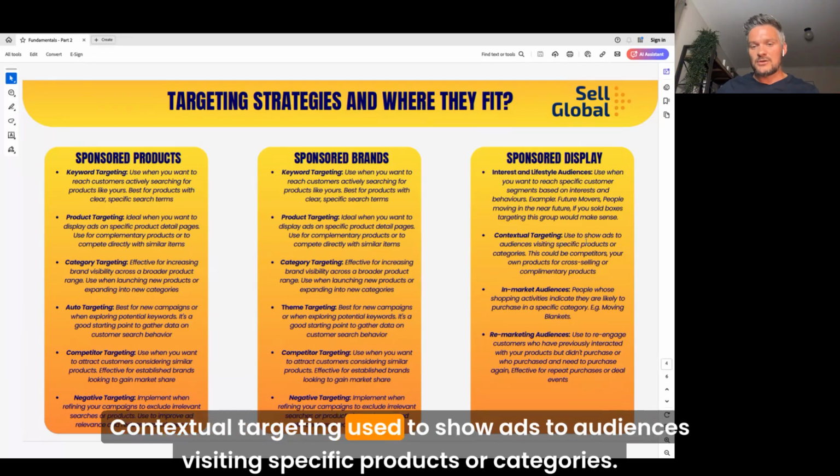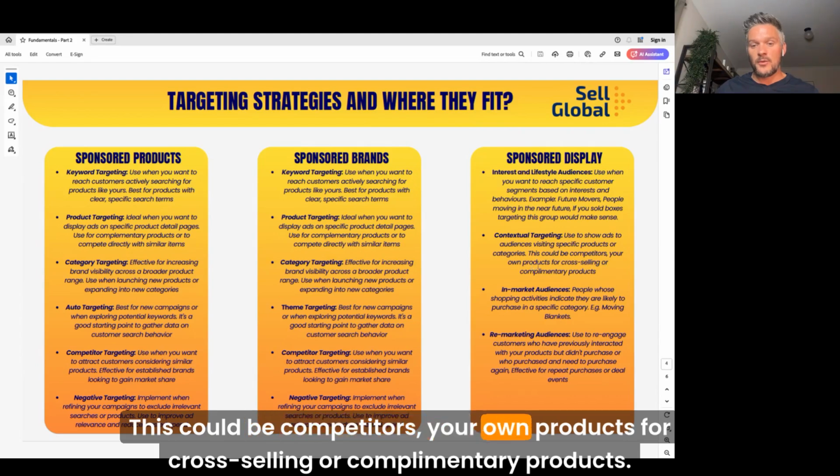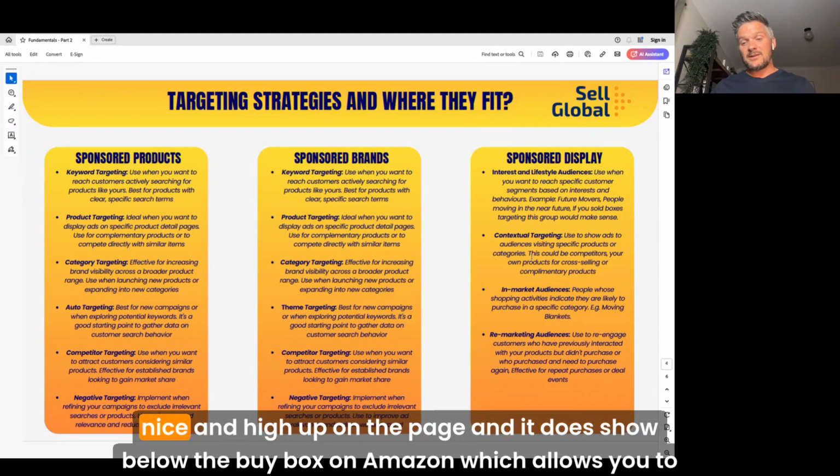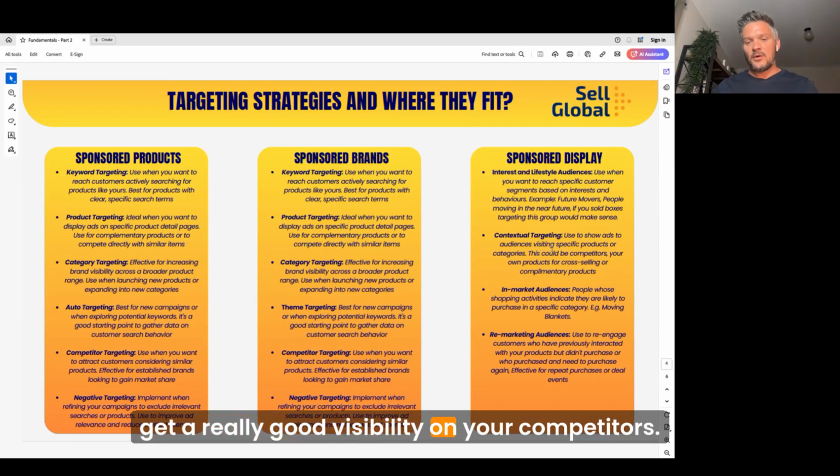Contextual targeting is used to show ads to audiences visiting specific products or categories. This could be competitors, your own products for cross-selling, or complementary products. So yes, contextual targeting is very much like product targeting for sponsored brands and sponsored products, but it shows nice and high up on the page, and it does show below the buy box on Amazon, which allows you to get really good visibility on your competitors.